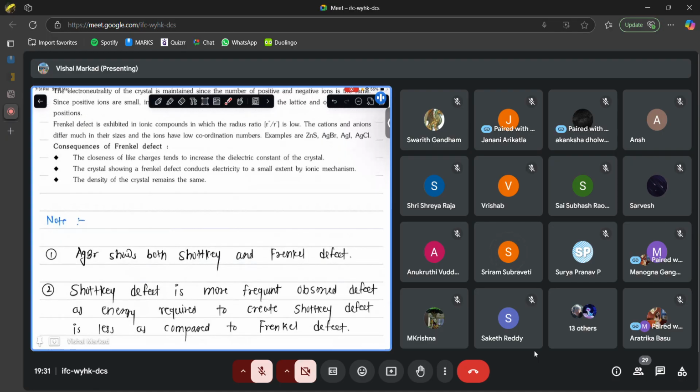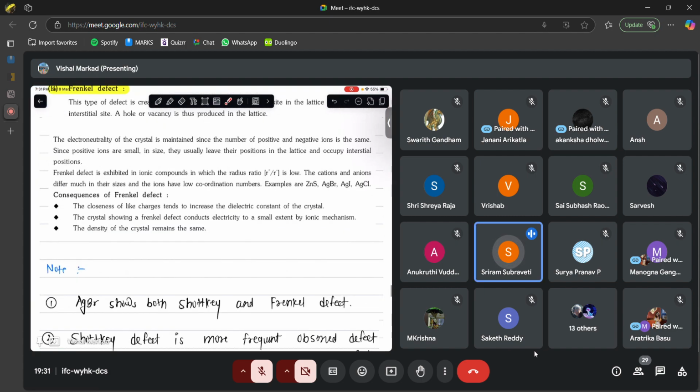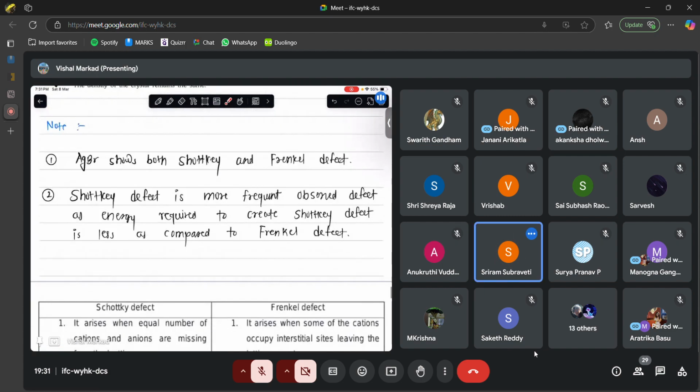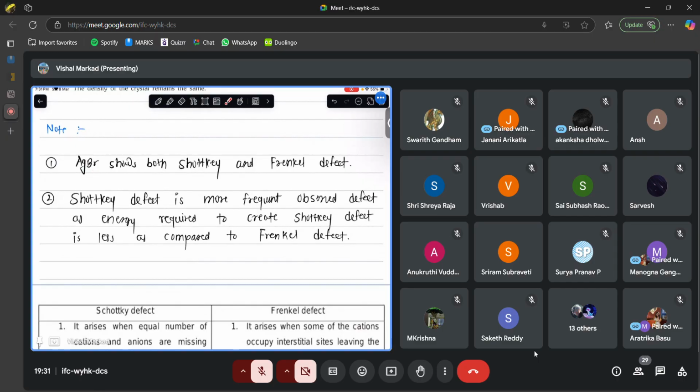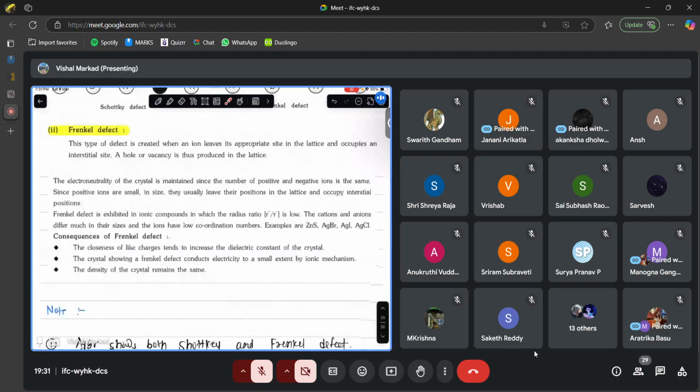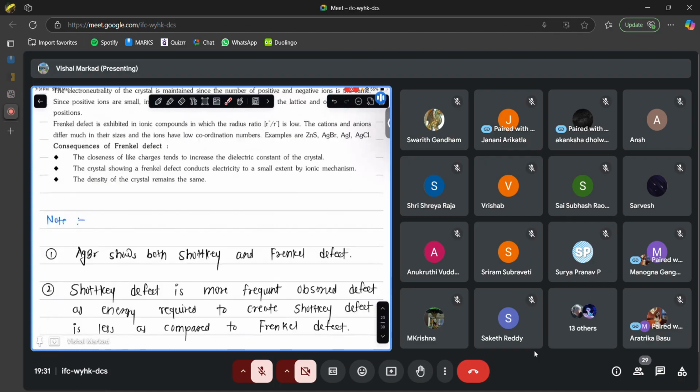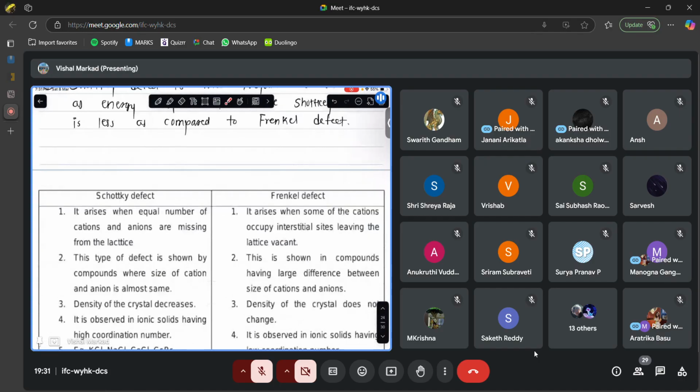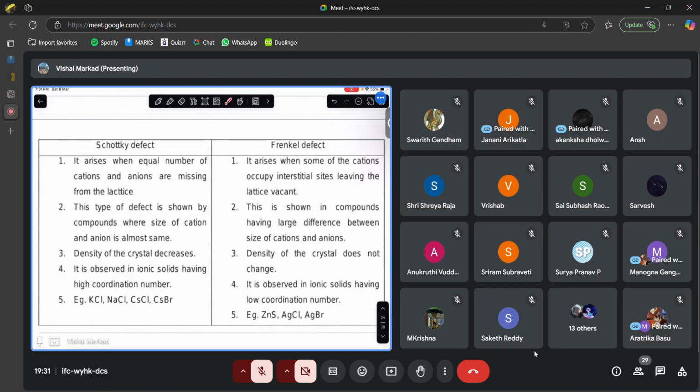Sir, can Schottky and Frankel defects occur at the same time? Yes, it can. AgBr shows both. Okay. So four differences you should know, which I have given here also. As examples you can remember ZnS, AgCl, AgBr. You can write down AgBr here also in case of Schottky.